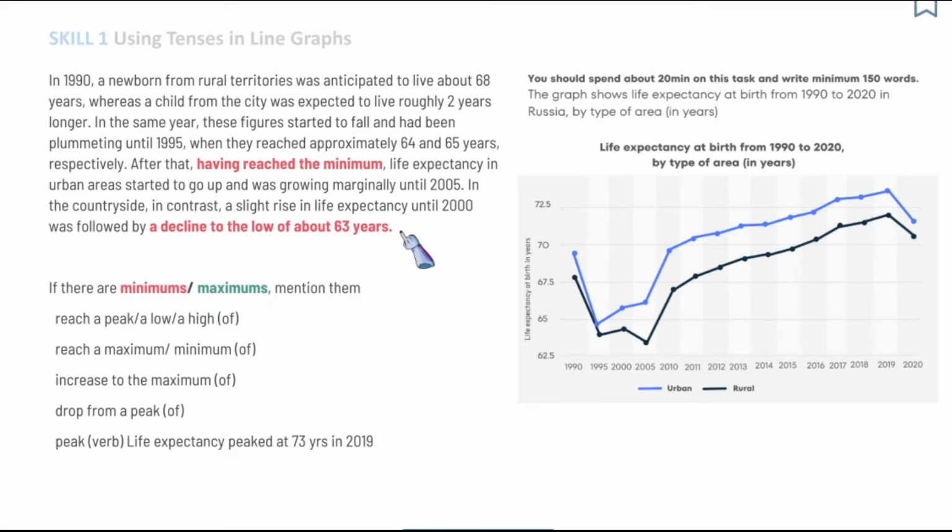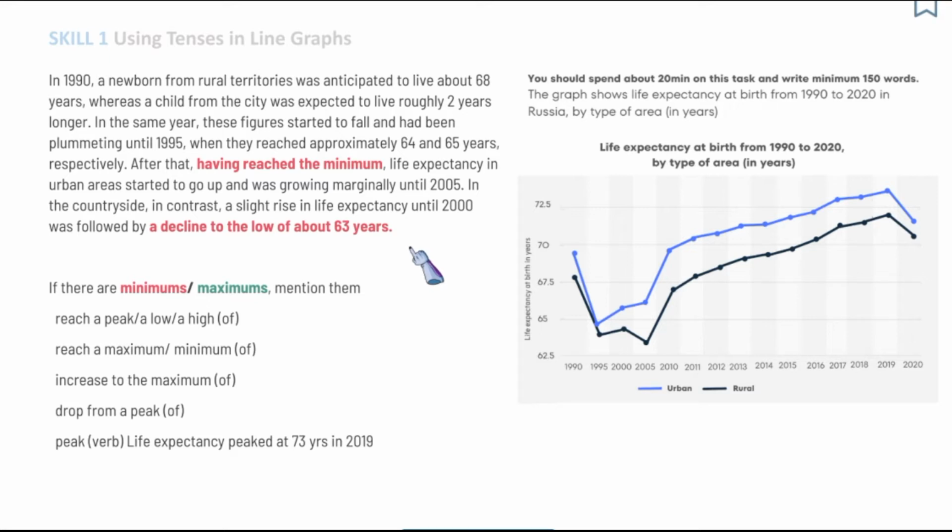For example, here I have done exactly this, and you can see this written in red. After that, having reached the minimum, there was followed by a decline to the low of about 63 years.